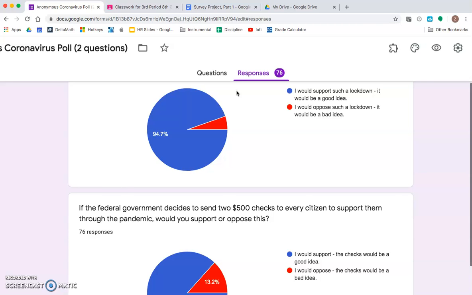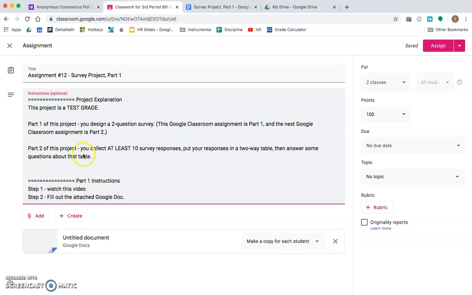Let me explain a little bit more. So, again, I'm talking today just about part one of the project. You're just designing the survey. You're not actually going to survey people yet. You're just going to make your questions for this survey, and you're going to hit submit on this assignment, and then I'm going to look over your questions and just make sure that they are good, just that they make sense, all that stuff. So part one of your instructions are down here.